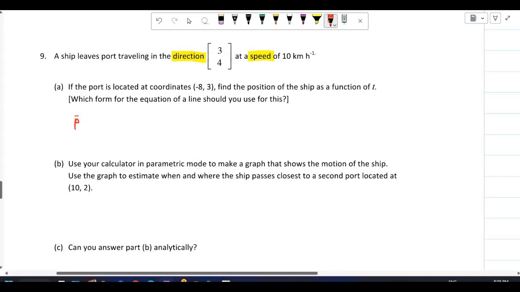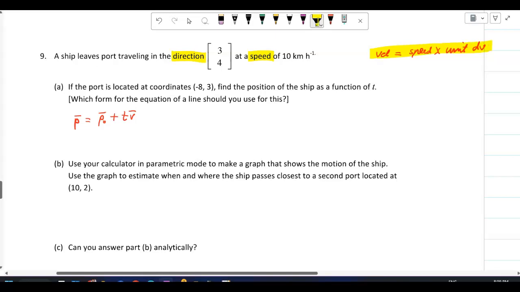Because position is equal to initial position, or you can call it T naught if you want, initial position plus TV. The absolute value of that is 10. The absolute value of the vector is 10. Correct. So what's your vector? Now you need to remember this. Velocity vector is equal to speed into the unit direction vector. What is that? Unit direction vector.